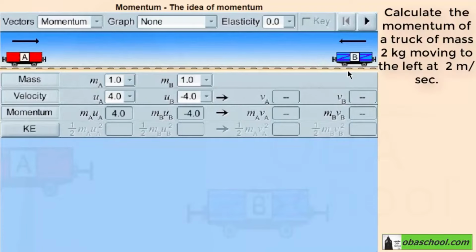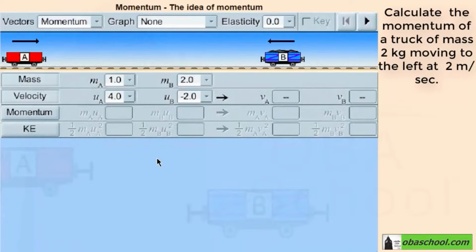We're going to use this information to calculate the momentum of a truck of a mass 2 kilograms moving to the left at 2 meters per second. Let's change the values here. So what's your answer? Let's check if your answers are correct.